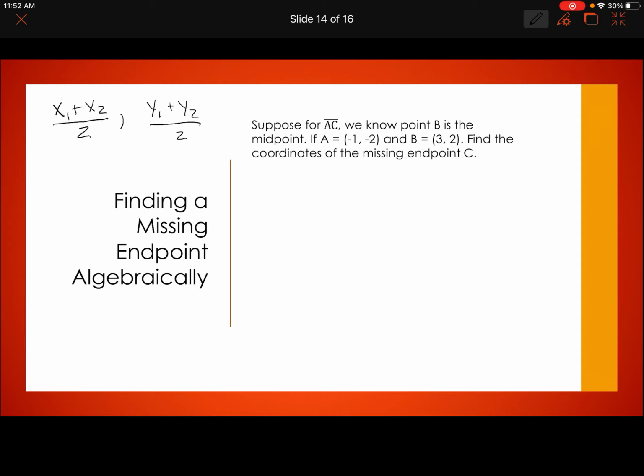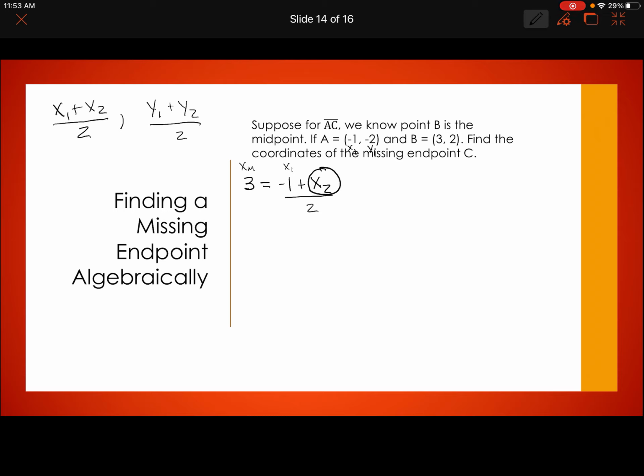So in this case, we have -1 and 3. So B is the midpoint. And so we know that the x coordinate for the midpoint, 3, should equal x1 plus x2 divided by 2. So we're going to say this point is x1 and that point is y1. So we're going to have -1 plus, we're trying to find the other endpoint, so that's going to be x2 that we don't know, and that divided by 2. So the x coordinate for the midpoint is equal to x1 plus x2 divided by 2. So we want to solve for x2.